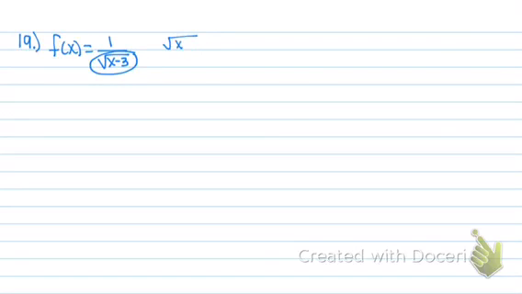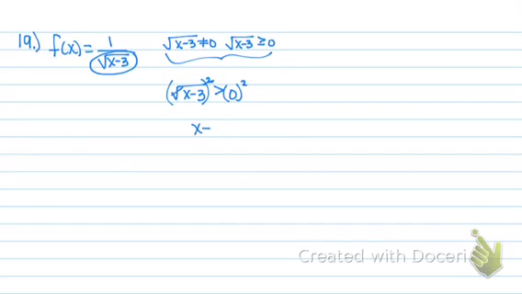Well, let me do it with the actual part. So the square root of x minus 3 cannot equal 0, but the square root of x minus 3 has to be greater than or equal to 0. We'll put them together. So that means that the square root of x minus 3 can only be greater than 0. And so let's go ahead and square it to get rid of that square root. So that means that x minus 3 is greater than 0. Add the 3. And so we get x is greater than 3.